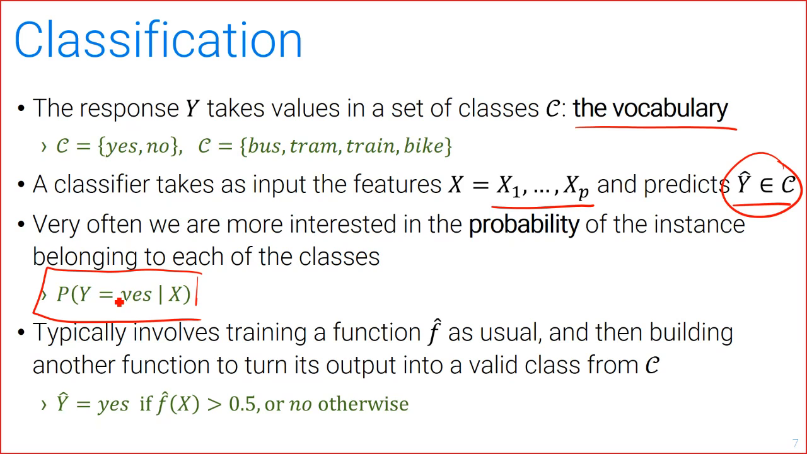So typically, this is going to involve training some kind of model, some kind of function f, the same way we've been doing this far, and then building on top of it another function that turns the output from f into a valid class from the vocabulary. So for example, imagine that we are predicting the probability of a yes. Then we might say the prediction is going to be yes only if the output is larger than 0.5, meaning only if the predicted probability is more than 50%. Otherwise, we predict a no. So this is a simple way of solving a classification problem with a binary vocabulary, something that is either yes or no. We could just try to predict the probability, and then if it's low, we predict one class. If it's high, we predict another class.